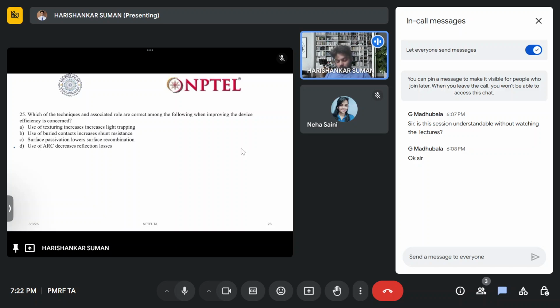We have used anti-reflecting coating and surface passivation. Use of buried contact, increase series resistance: sorry, this is not correct. Okay, use of texturing as well. So these are the techniques.